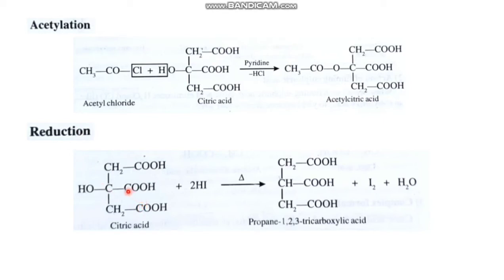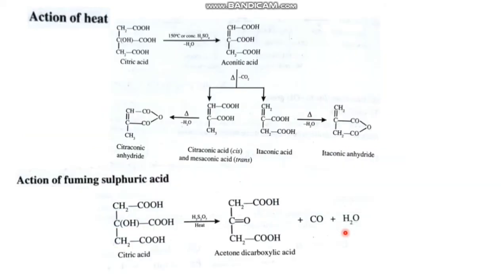Then next one, reduction. When citric acid is reacted with concentrated hydrogen iodide, it is reduced to propane-1,2,3-tricarboxylic acid and iodine.